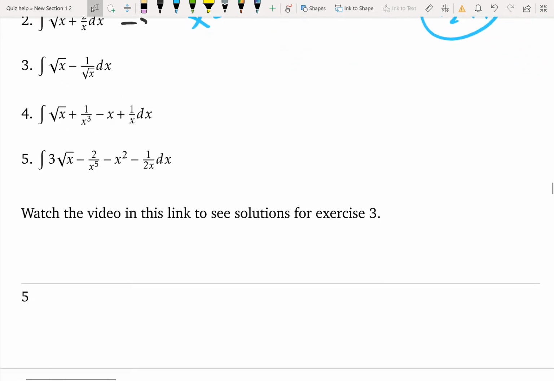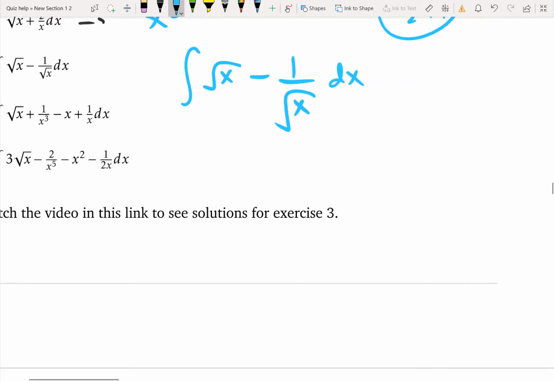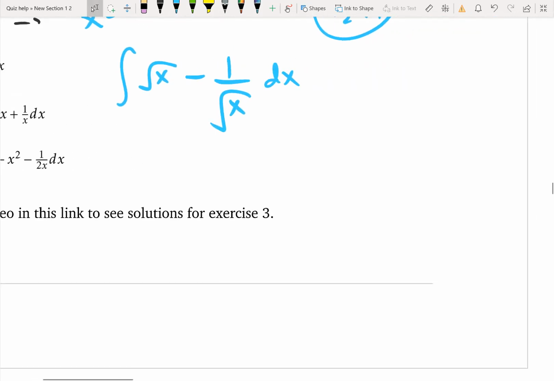How about question number 3? You have to integrate square root of x minus 1 over square root of x with respect to x. Again, you integrate square root of x separately, integrate 1 over square root of x separately, and then subtract. So if you integrate square root of x, you get x to the half plus 1. We already saw that, so it's 3 over 2 times 2 over 3, right? Because we saw that in the very first question, so we don't need to do those steps again and again.